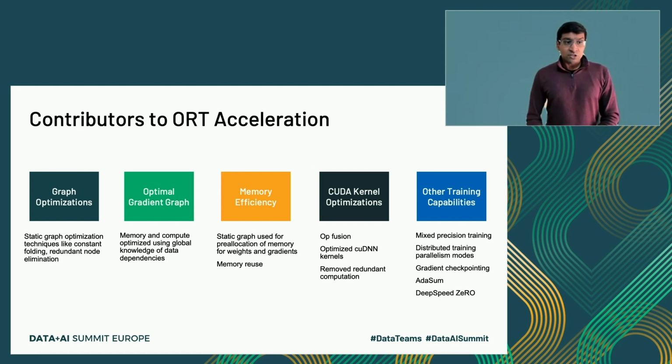ORT acceleration comes from optimizations done to the entire computation graph using standard techniques like constant folding and redundant operation elimination. ORT also builds an optimized gradient graph using automatic differentiation. ORT uses the global knowledge of data dependencies in the static graph to optimize memory and compute. Other perf improvement contributors are efficient memory management and optimizations to CUDA kernels.